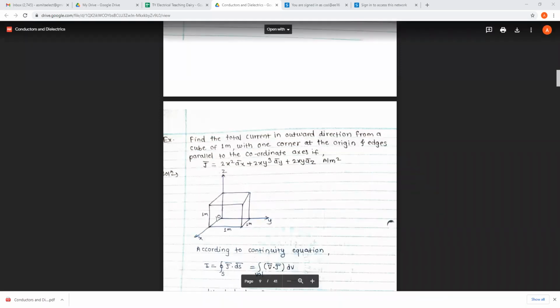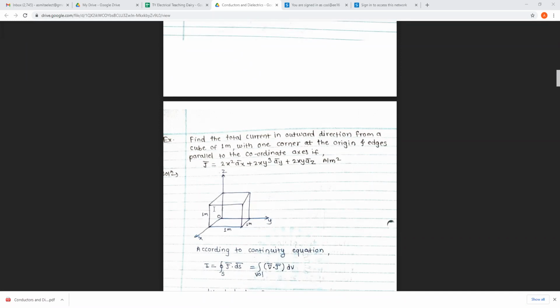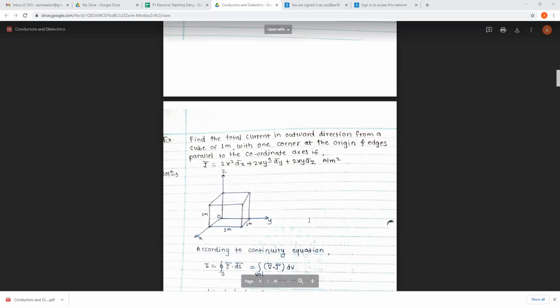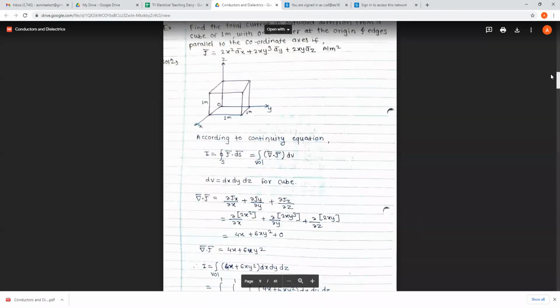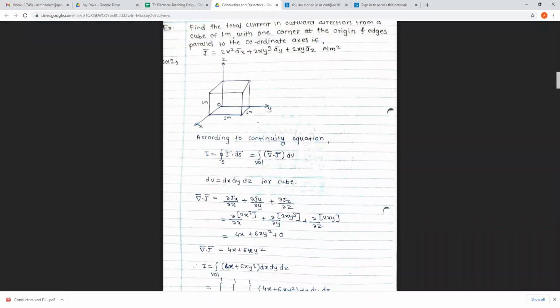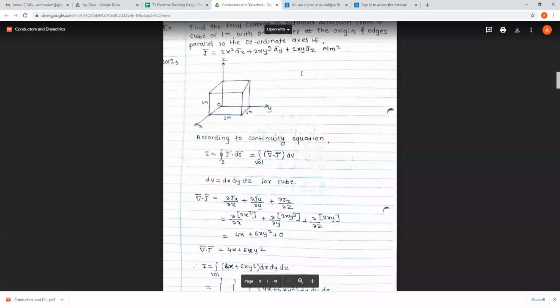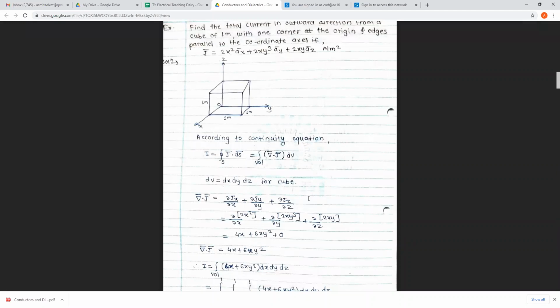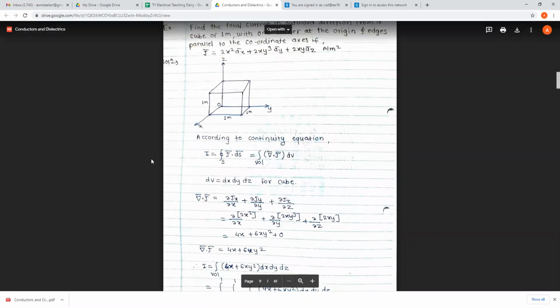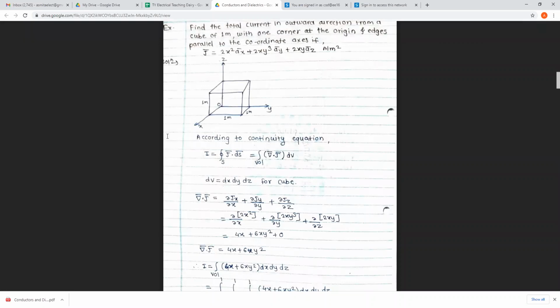These edges are parallel to the coordinate axis. You can see the x-axis is parallel, and y and z are also parallel to every edge of the cube. Then we have to find the current, and current is equal to the closed surface integral of j bar dot ds bar. Here j bar is given and we have to find ds bar first. So how to find ds bar?